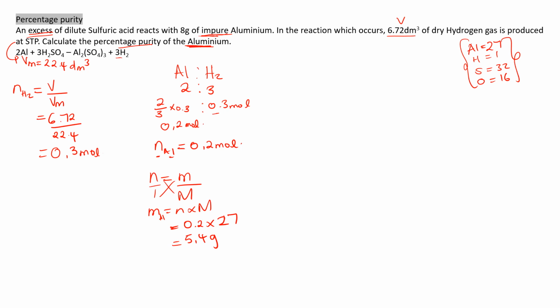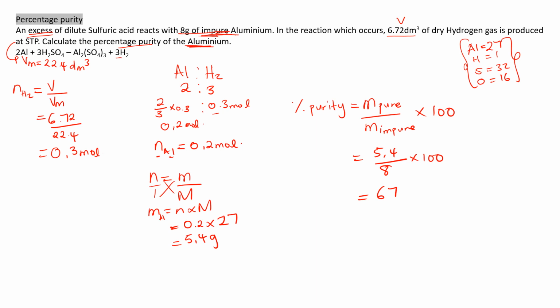Now that we have the pure mass of aluminium, and we have the impure mass from the question, which is 8 grams, we are able to find the percentage purity. Percentage purity equals the pure mass divided by the impure mass, multiplied by 100. Remember, we're looking for percentages. What is the pure mass? It's 5.4 grams divided by the impure one from the question, 8 grams, multiplied by 100. 5.4 divided by 8 multiplied by 100 gives us 67.5%.